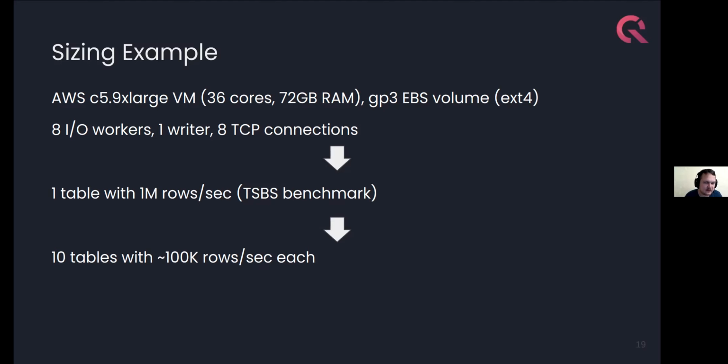And this means that the data ingestion scales pretty much. So with one table, you get 1 million rows per second. This means that you may write to 10 tables, 100K rows per second for each. So you may use this scalability principle when you want to fine-tune your configuration and your hardware.